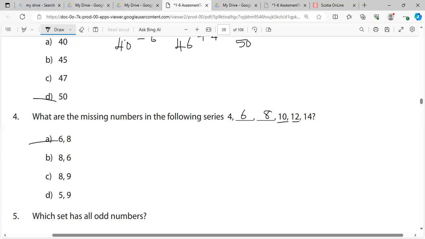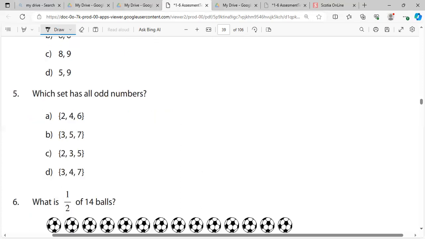Alright, let's move on to 5. Which set has all odd numbers? So we have 2, 4, 6. Those are even. 3, 5, 7. All of these are odd. So we don't need to go any further. Let's see what this one has. 2 is an even number, and for number 4, 4 is an even number.